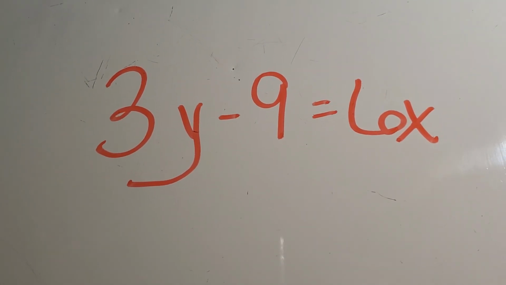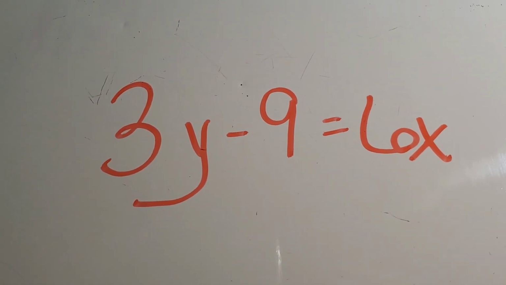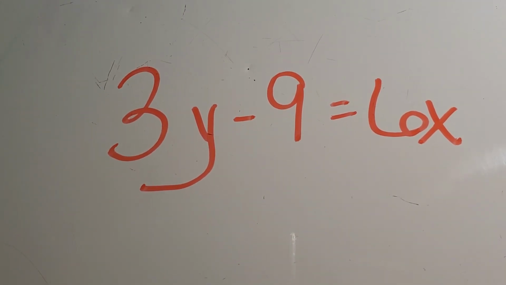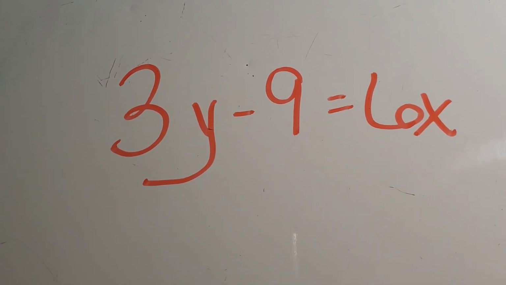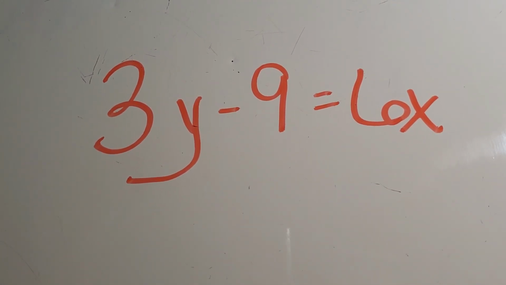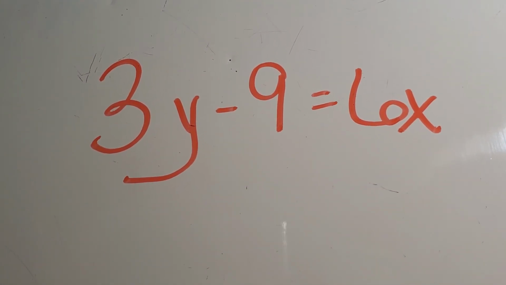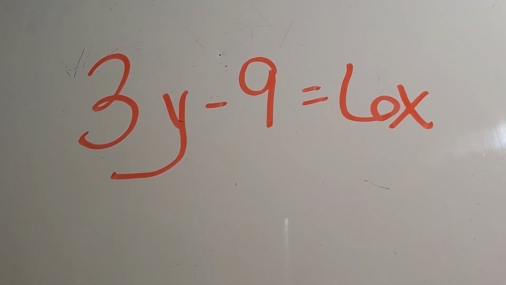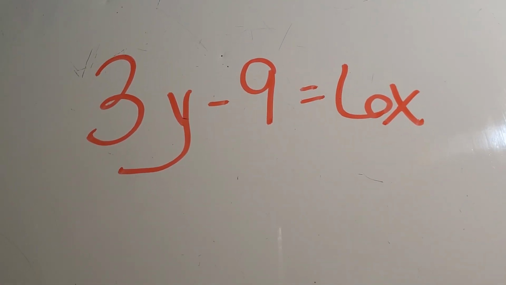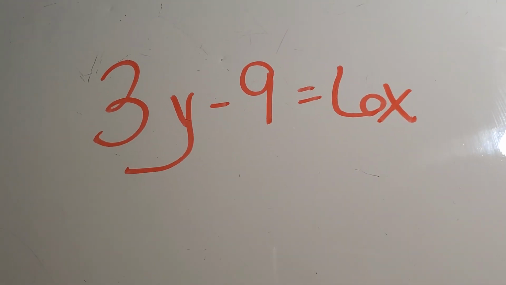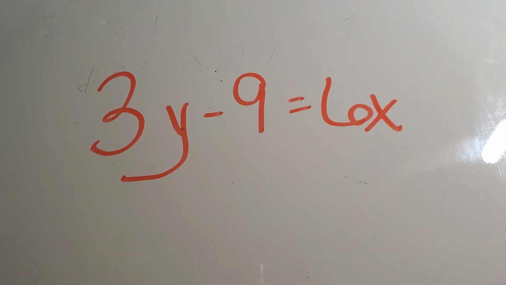Now I want you to try one on your own. On your paper, I want you to write y equals mx plus b. And that is your goal, to rearrange this equation and get it in that order where you have y equals your x's and then your numbers. So this one, we can see that the 9 is in the wrong place. So you're going to have to move that to the other side.